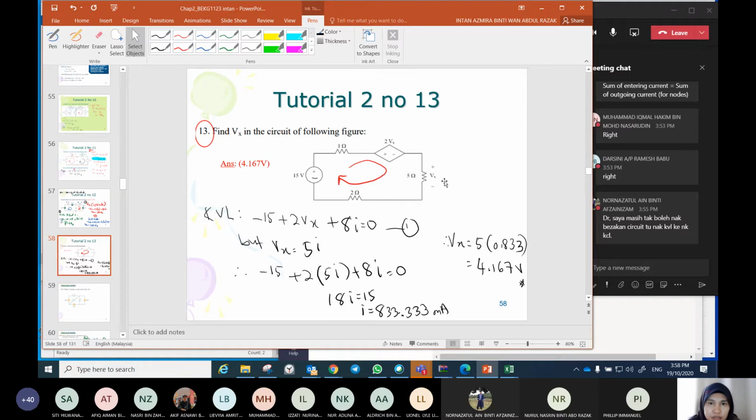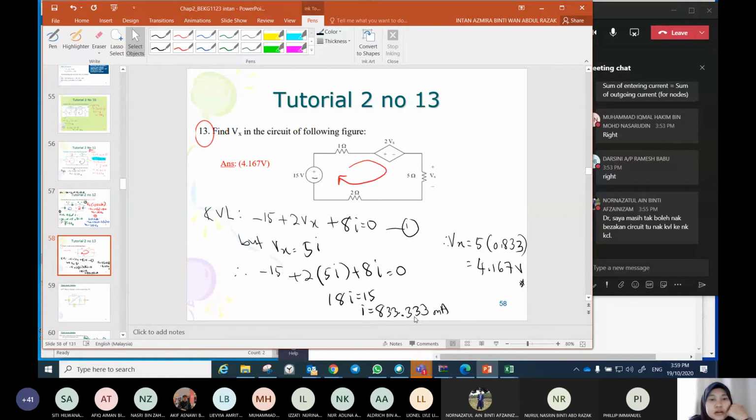So we know that Vx is equal to 5I, right? Okay, so substitute 5I into Vx in the first equation. So minus 15 plus 2 in the bracket, Vx here is 5I, plus 8I is equal to 0. And then we can find the current. I is equal to 833.33 milliamp. Please leave your answer in 3 decimal points.